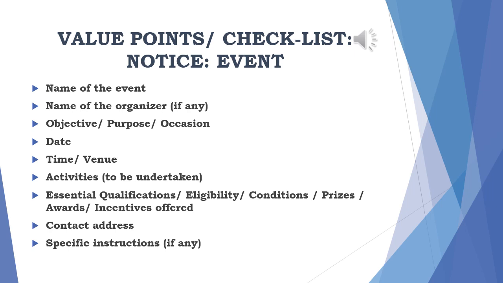These are the value points for writing a notice for an event. You can include name of the event, name of the organizer if any, objective or purpose behind that event, date, time, place, activities to be taken, essential qualifications or eligibility or conditions, prizes, awards, incentives offered, contact address, and specific instructions if any.